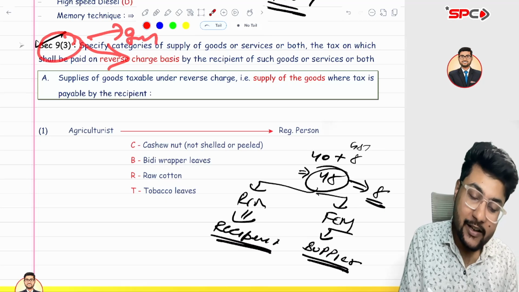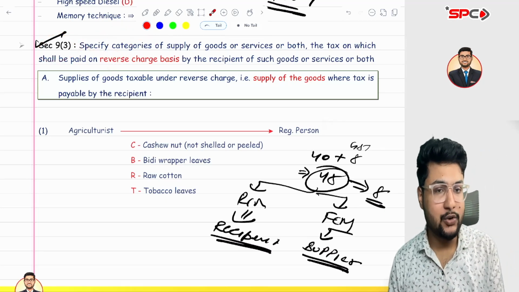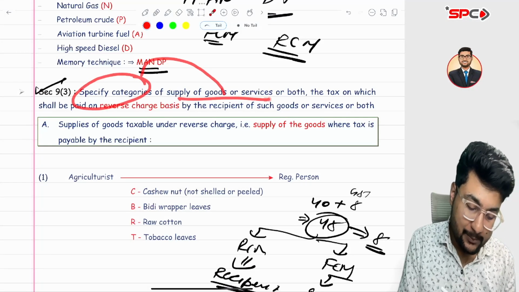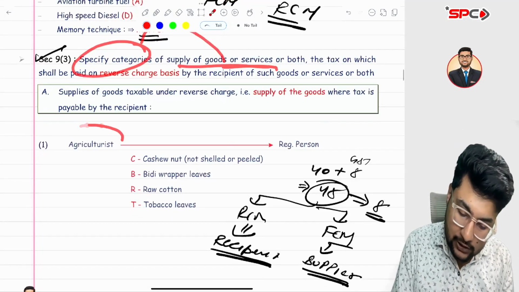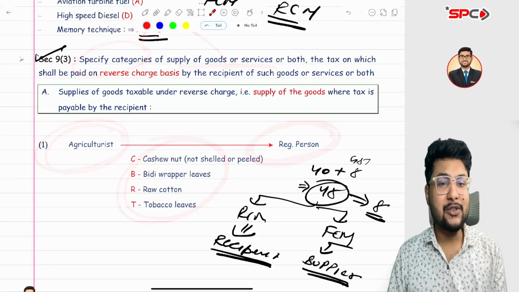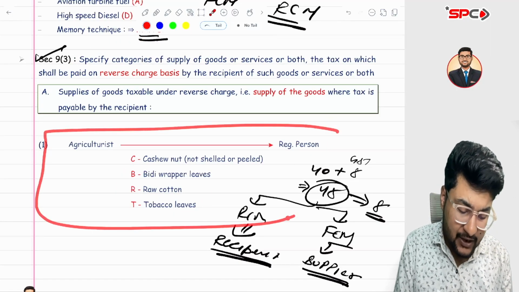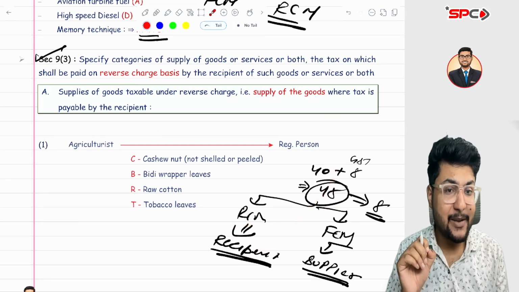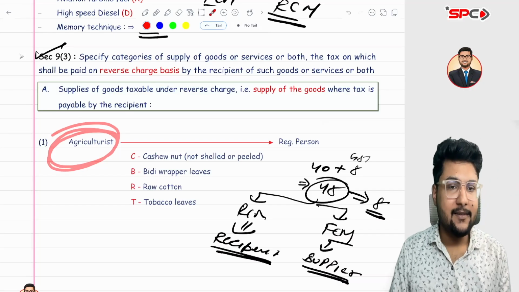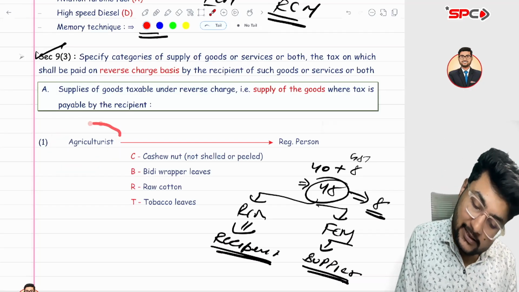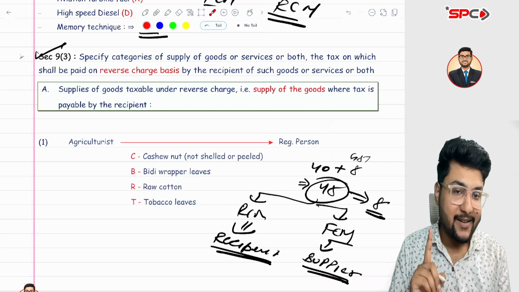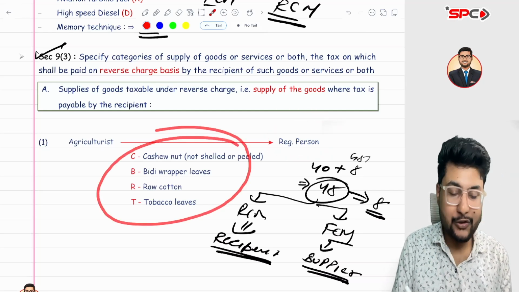First is goods, another is services. And what does goods say? Any specific category of supplier. In this case, the supplier is specific, the recipient is specific, and the goods and services are also specific. If any of the conditions is not satisfied, the reverse charge mechanism will not apply. Please note, the supplier should be specified, the recipient should be specified, and the goods or services should also be specified.